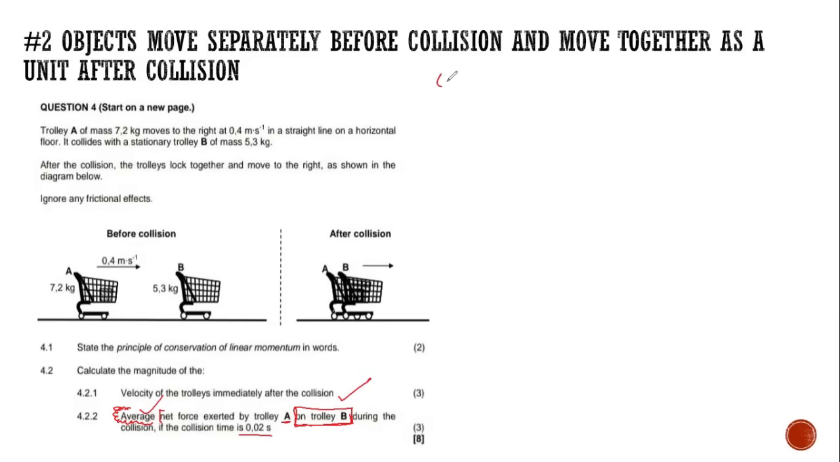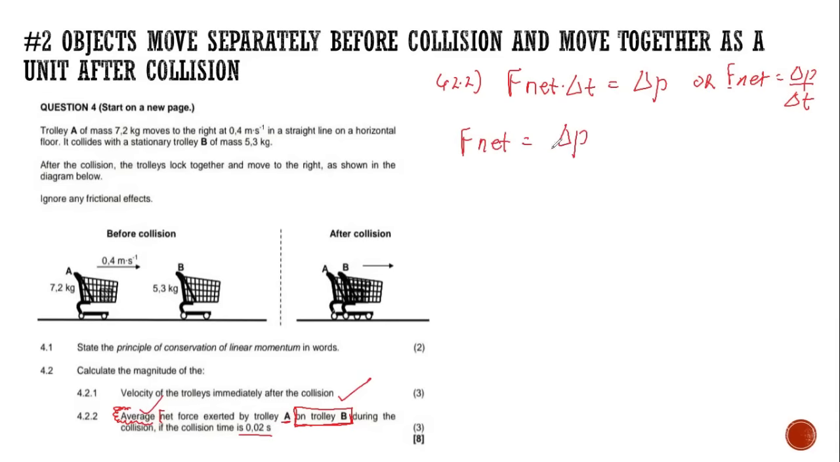Okay, so now how are we supposed to calculate that? Remember, we do have the formula for that. It goes F net delta T equals change in P, which I did mention. When it comes to calculating the F net, you can also just simply write it like this, which is much more straightforward because you make F net the subject of the formula. So F net equals change in P over change in T. Now, obviously, we have to break this down. So this is M times V finally minus V initially, over delta T.